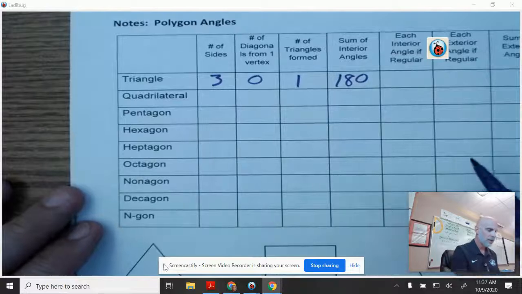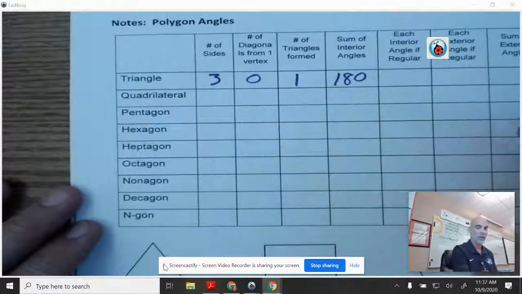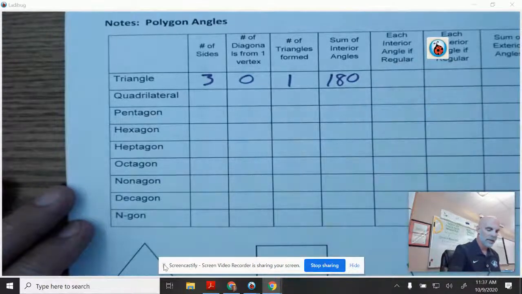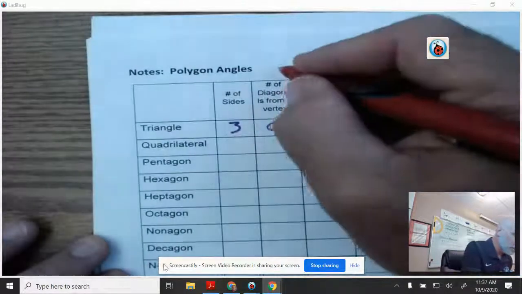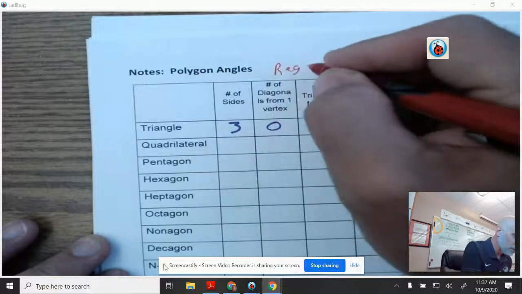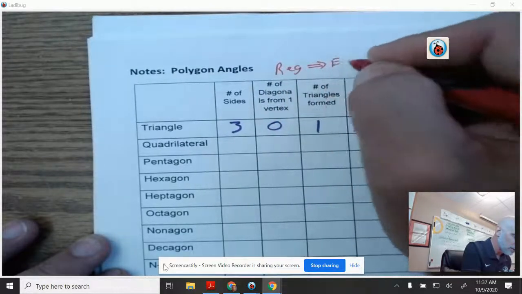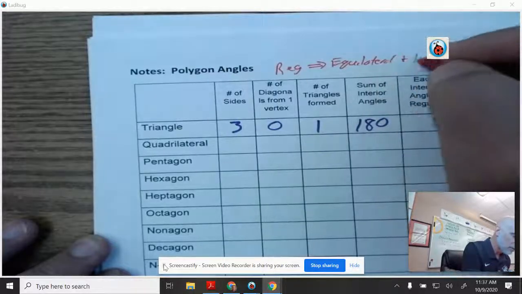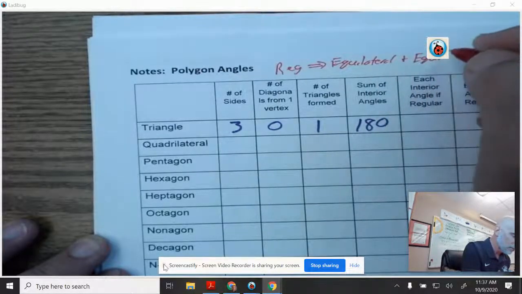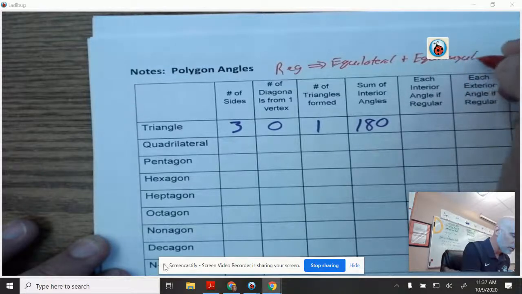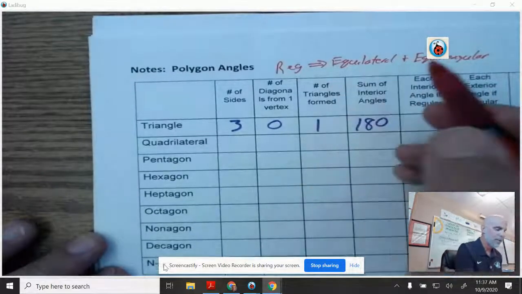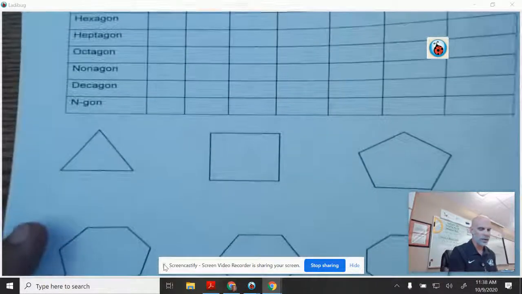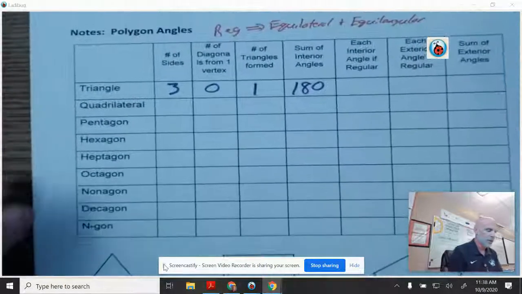And we know that each interior angle is regular. So I need to talk about the word regular. Regular means equilateral and equiangular. All right, maybe you should write that up here. Regular means equilateral and equiangular. That means all the sides are the same and all the angles are the same. Not just in a triangle, but in any of these shapes down here at the bottom. All the sides are the same, all the angles are the same.